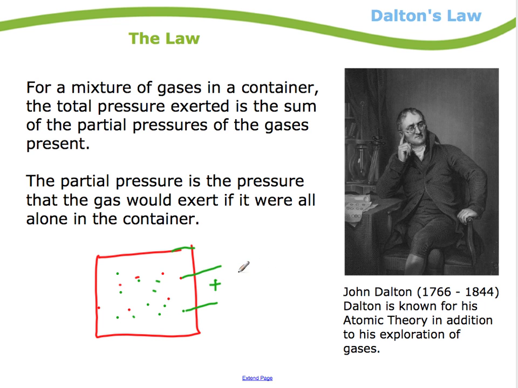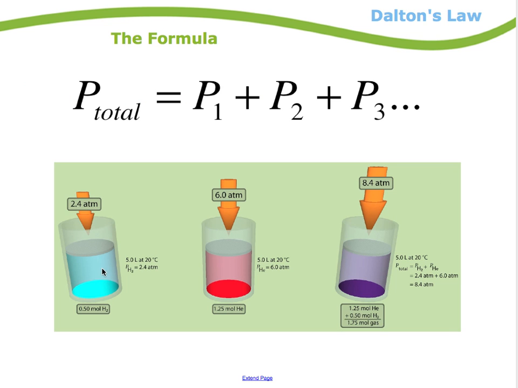So the partial pressure is the pressure that the gas would exert if it were all alone in the container. So for example, here I've got a nice little diagram, showing two gases, and then here I have a third gas. Notice that I have the same volume in each case, and I'm assuming the same temperature, 20, 20, 20. Same temperature all the way around.